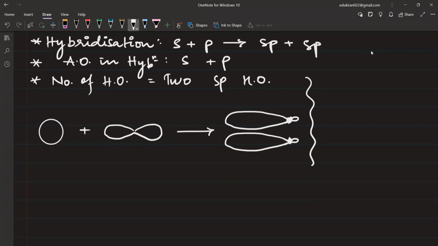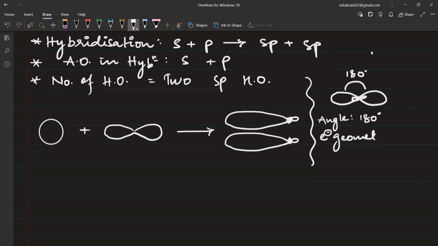So this is going to be the structure. I will say that this is going to be the orientation of the hybrid orbitals, and they are going to orient themselves at 180 degrees. The angle between both of these hybrid orbitals is going to be 180 degrees. And please remember, this is the electronic geometry, which is going to be linear.